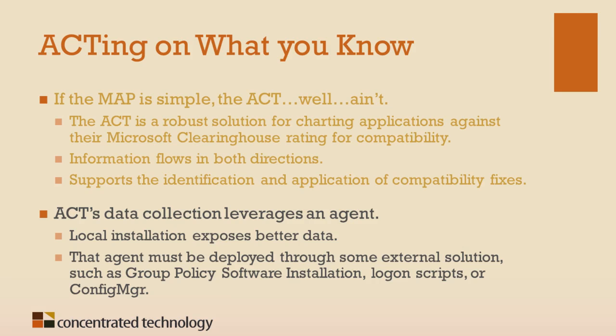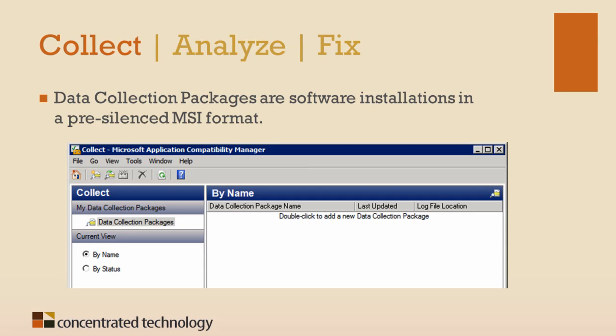So there's kind of three processes that happen with the ACT. The first is just collecting data. The data collection packages are these agents, essentially a software installation, in a pre-silenced MSI format. If you're familiar at all with the process of packaging software, well, we've got to get it in a silenced format so that I can distribute it out, so it doesn't prompt the user for anything. These data collection packages will run for a defined period of time. They'll measure statistics and application usage for a configurable period of time, and then report back their information to the, I'll call it the server, but it could be your desktop, on what kinds of applications it finds.